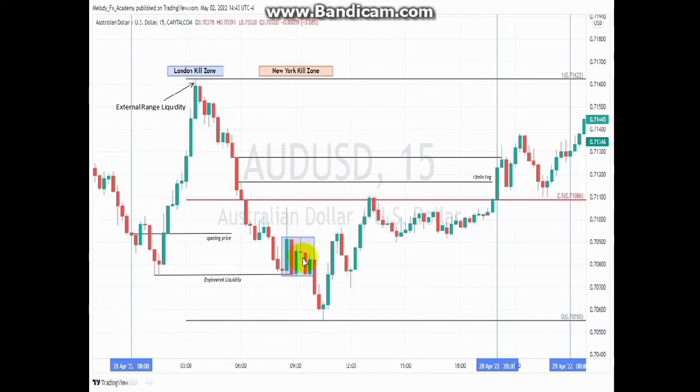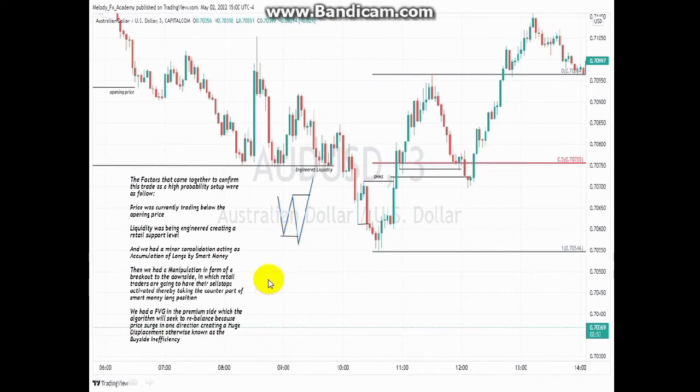But painting the picture before us, you can see that the factors are pretty understandable. The factors that aligned together to create this buy setup for me were as follows. The price was currently trading below the opening price. As you can see here, this is our opening price, and we are currently below it.